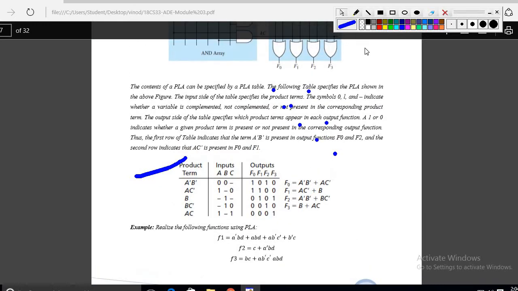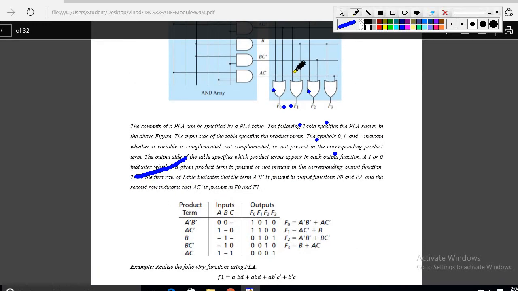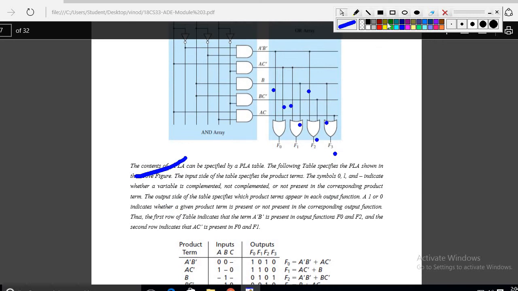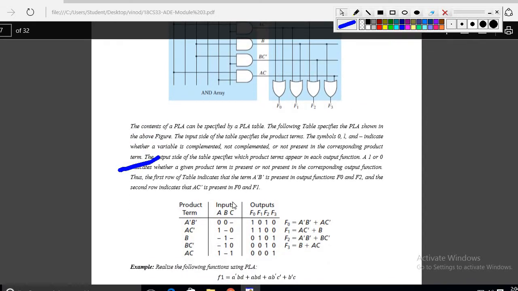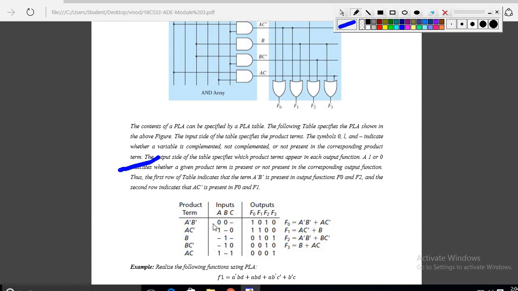See here. Once you obtain this expression, wait a minute, once you obtain all these product terms, you have to write it like this: A bar B bar, A C bar, B and so on. After that you have to write in an input format. So how exactly do you write? A bar B bar is there, so A bar is 0, B bar is 0. C is not there, so I have to write a dash. A C bar: A is there, 1; B is not there, so I put a dash; C bar is there, 0. Like that we have to write the input terms for all these.